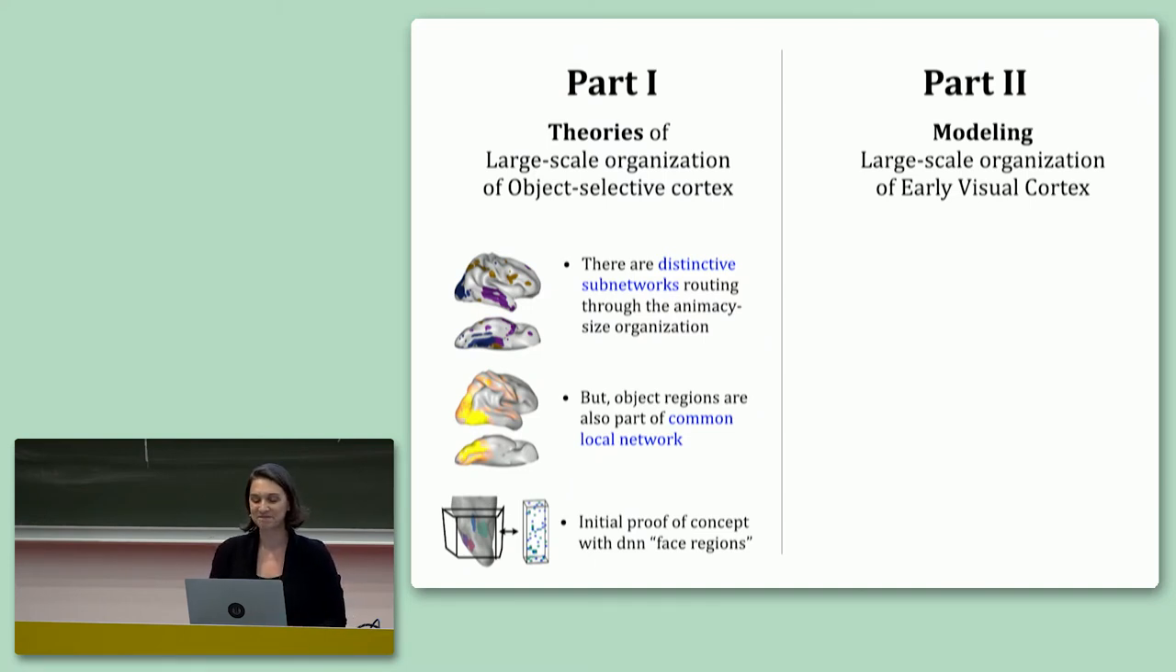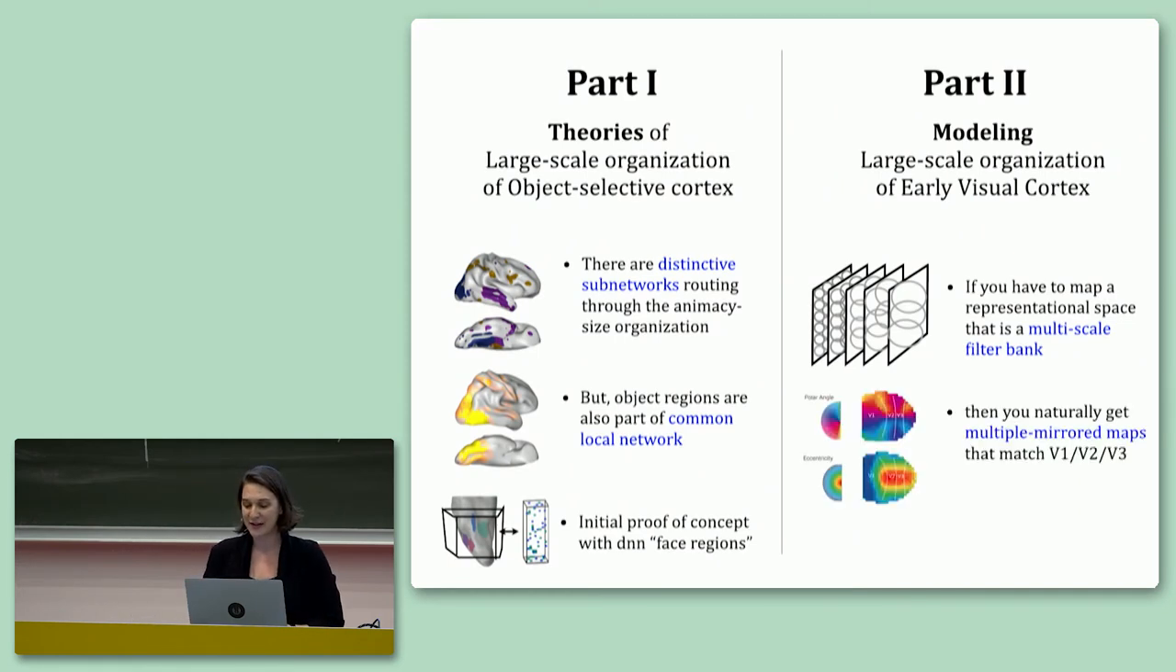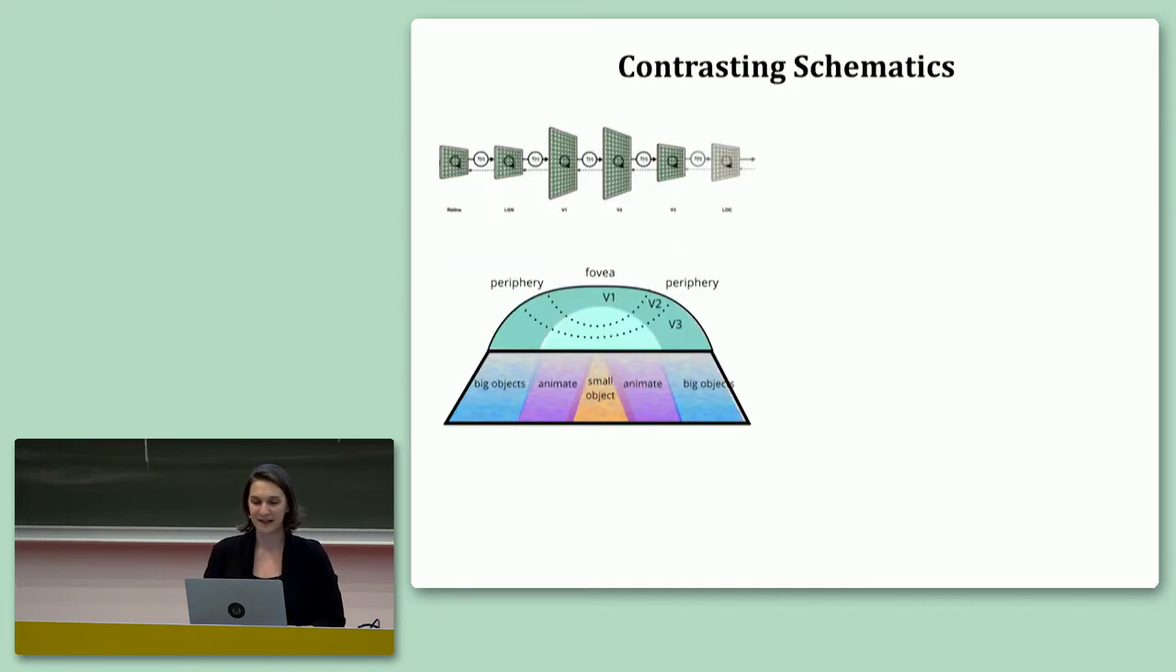And then in the second part, I tried to introduce a framework that we can take these high-dimensional representational spaces and make topographic predictions, so that we can match them with the brain, with fMRI data. And with a case study of early visual cortex, we learned that if you have to map a representational space that's a multi-scale filter bank, you naturally get multiple mirrored maps of V1 and V2 and V3.